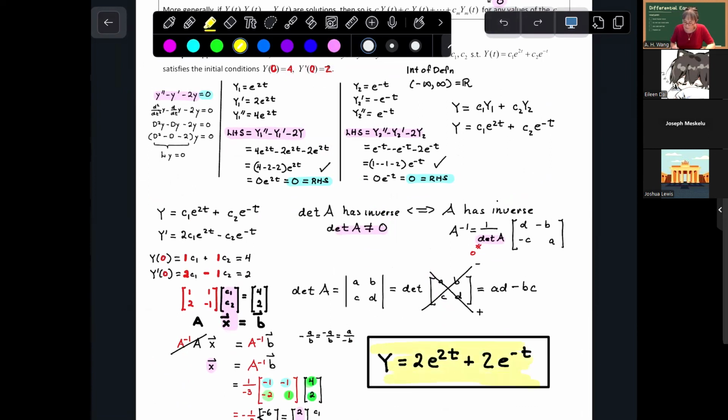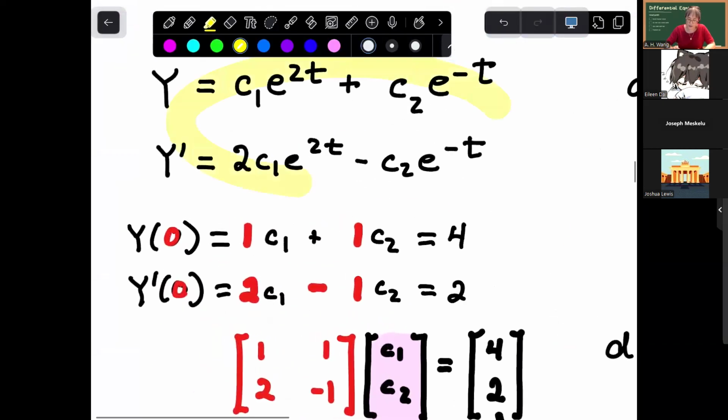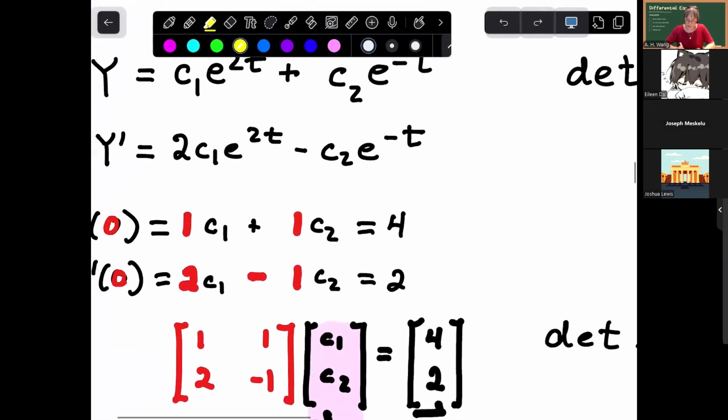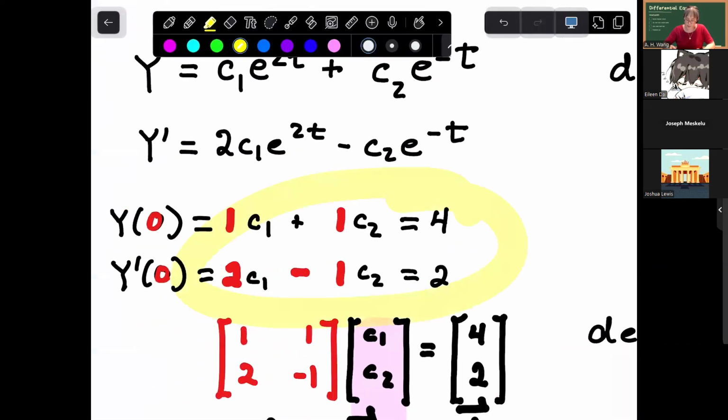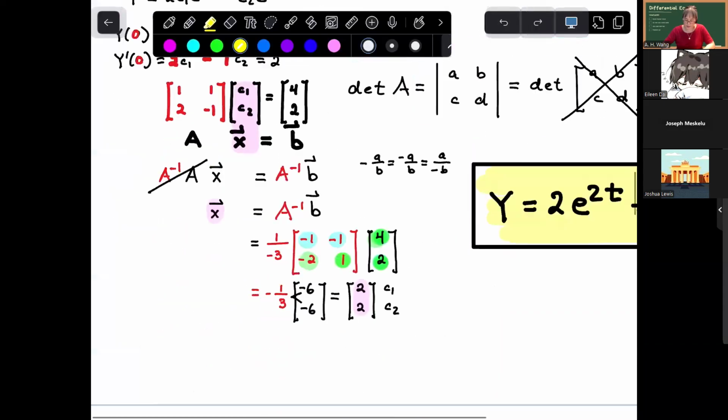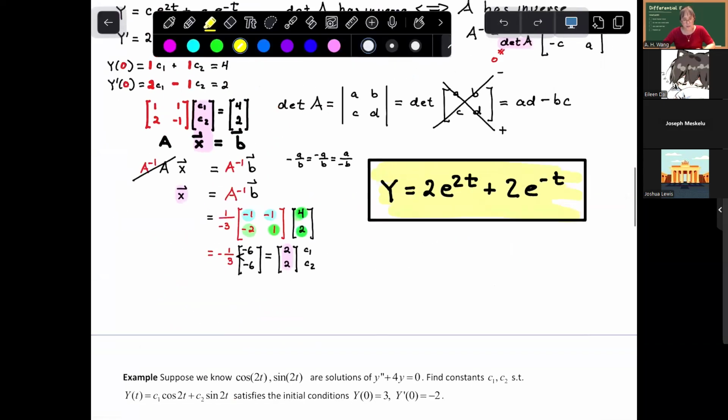This is your answer. Now I want you to do the matrix method way, because right now it's easy and we want to practice easy. I know you can just find C1, C2 on your own, like right here, but practice the matrix way while it's easy, especially on all your quizzes. So practice it that way.